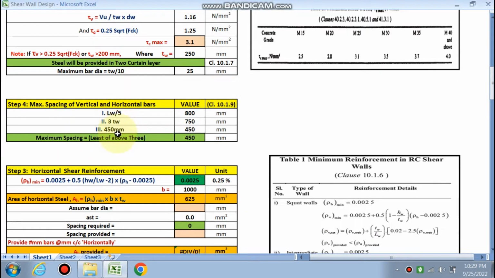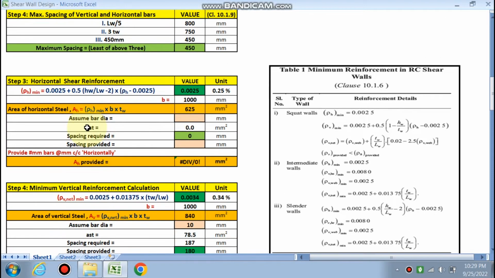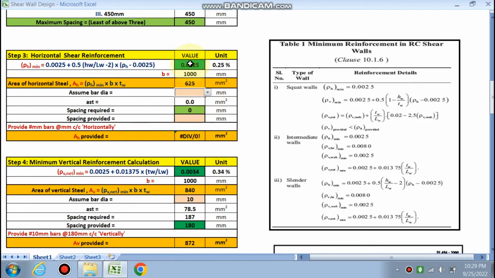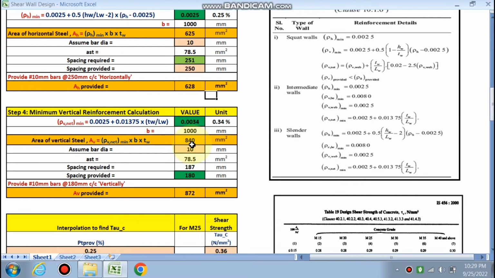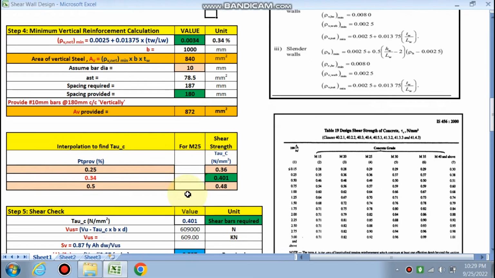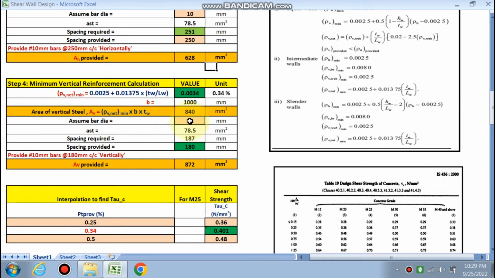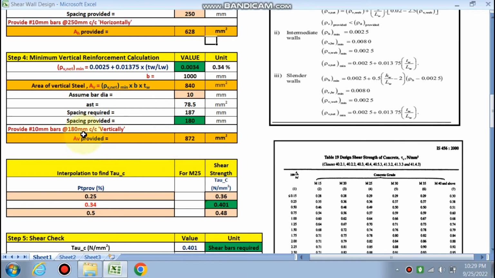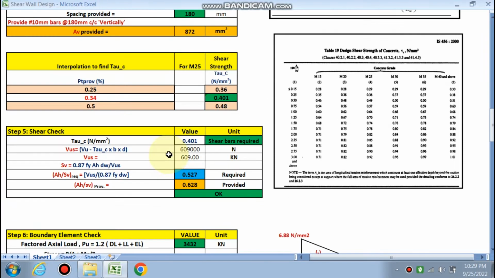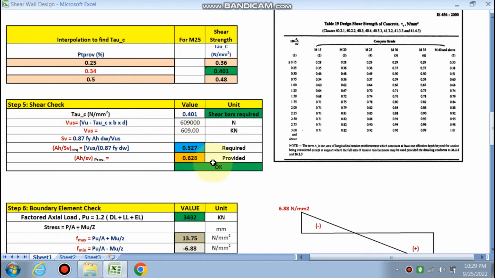Maximum spacing is the least of these 3 formulas, that is 450 mm. For horizontal reinforcement by this formula we have to provide 0.25%, so we have chosen 10 mm bars, which gives 251 mm, so we have provided 250 mm. So provide 10 mm bars at 250 mm center to center horizontally. The check for shear reinforcement is okay. For minimum vertical reinforcement, if we provide 10 mm bars, then 180 mm center to center vertically has been calculated. This was explained in detail in the first part. So the shear check is okay.